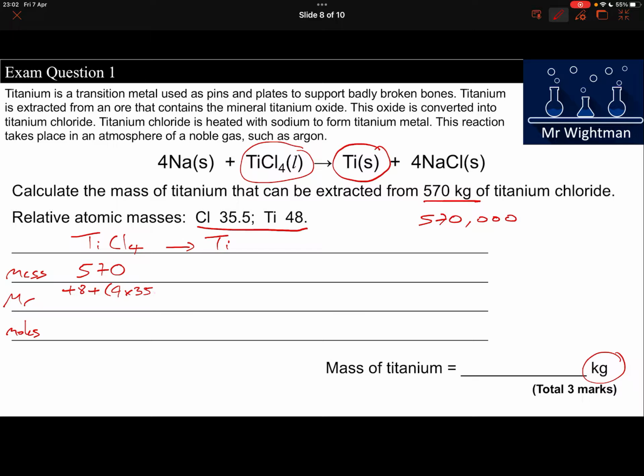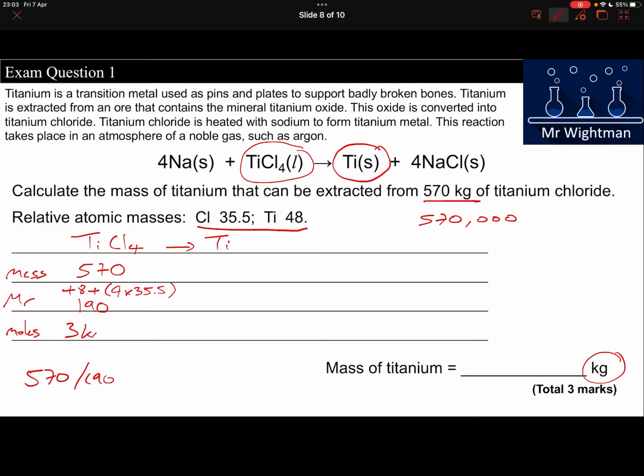4 lots of 35.5, there we go. And so 48 plus 4 times 35.5 gives me an MR of 190. So 570 divided by 190 is 3.